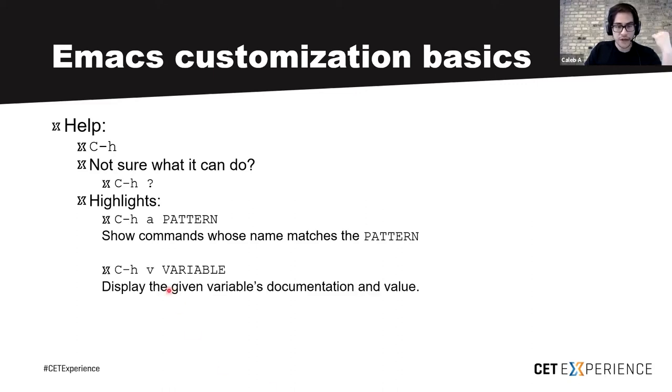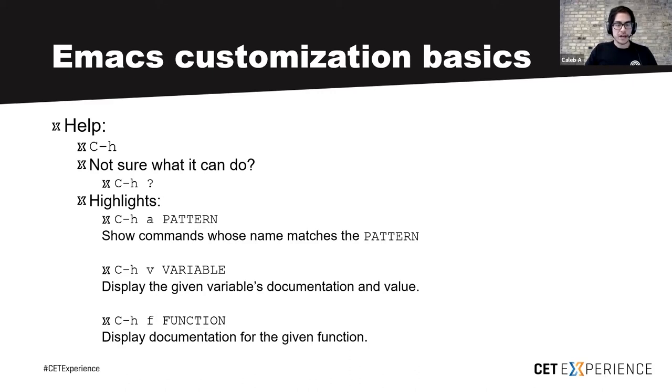Control-HV with a variable name. This displays the given variable and its current value along with any documentation. So this is nice if you're investigating a particular variable, you know exactly what it is. And then there's also Control-HF with a function. This will display the documentation of a function. So if you know the function name already, you can use this to read up on that particular function.